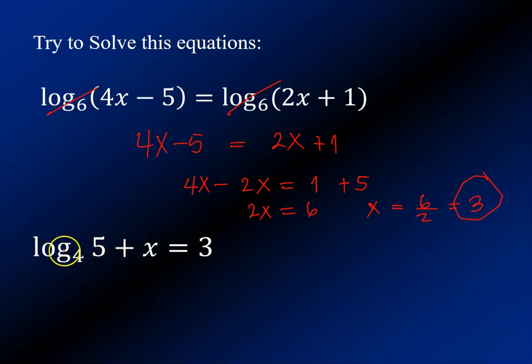So we have logarithm of 5 plus x, in open and close parentheses, equals 3, and the base is 4. So therefore, we will try to convert everything into exponential. We have the base 4, the exponent 3, equals 5 plus x. So 4 to the power of 3, which is 4 times 4 times 4.